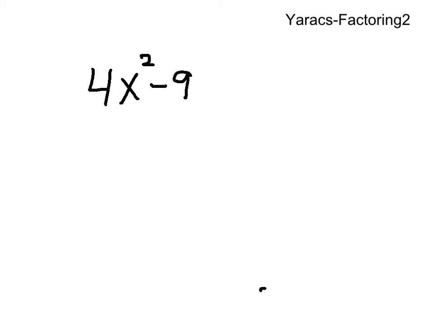If you look at the first one on the paper, 4x squared minus 9, you'll notice it's missing that middle term. It's smaller than the other ones. Looking at this, there's nothing you can pull out. There's no number in common, there's no variable in common. So what you want to look at, kind of a hint, is when it's missing that middle term.